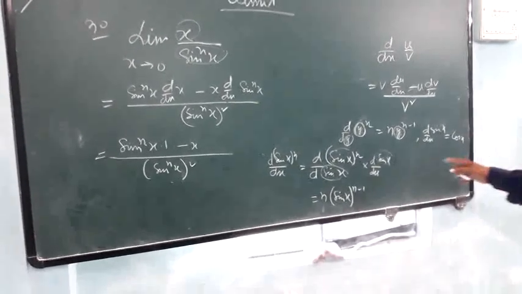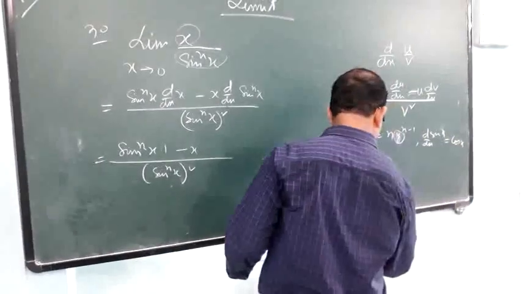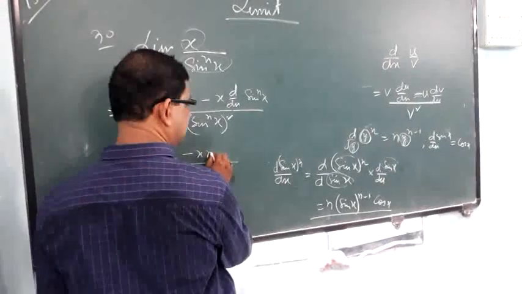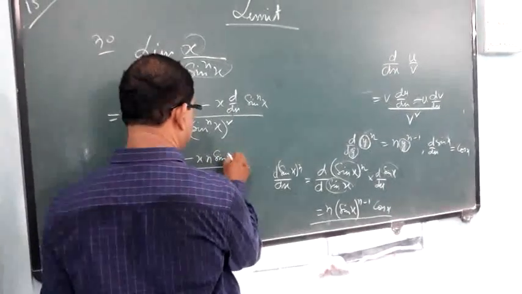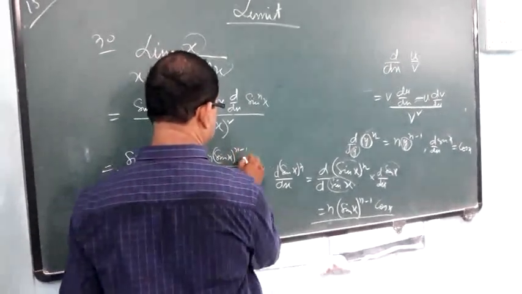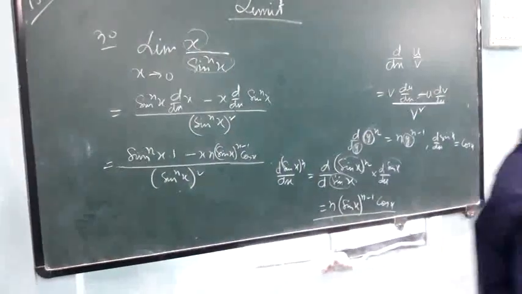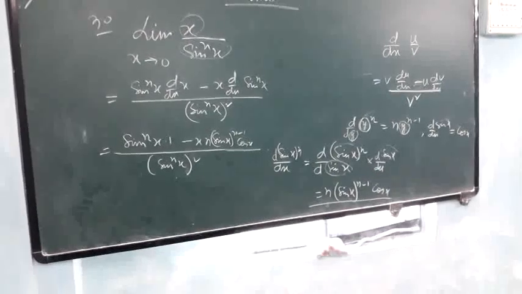Okay. Then differentiation of sin x is what? cos x. So we have to write this one here: n sin x to the power n minus 1 cos x. Then you can do the simplification and get the answer. So this is the answer of this one.